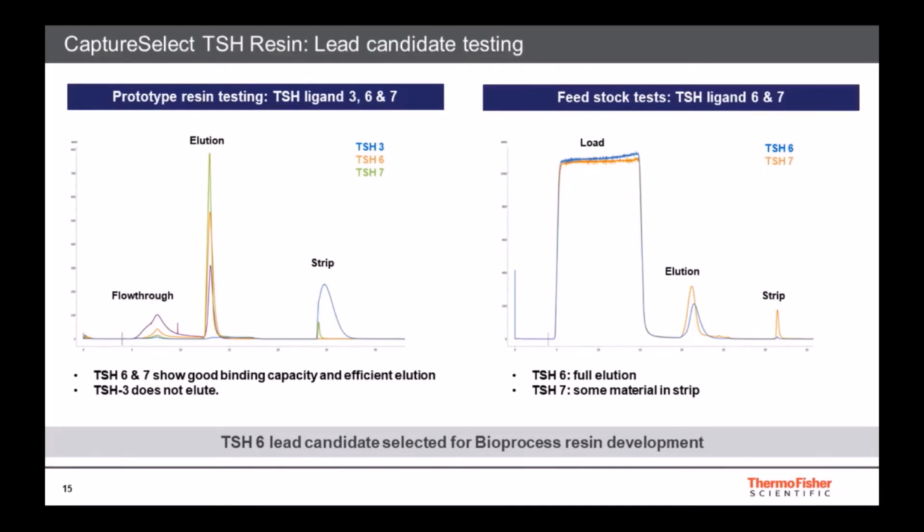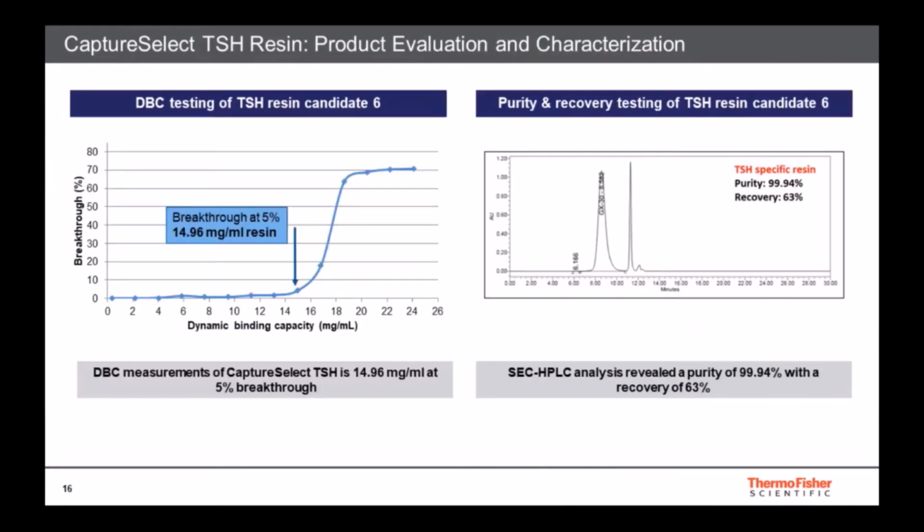So then looking at TSH 6 and 7 on the right-hand graph, what they found is that even though they got better elution with TSH 7, they still didn't get full elution. And so really they chose TSH 6 as their prime candidate to move forward. And from there, we developed the commercial product for them.